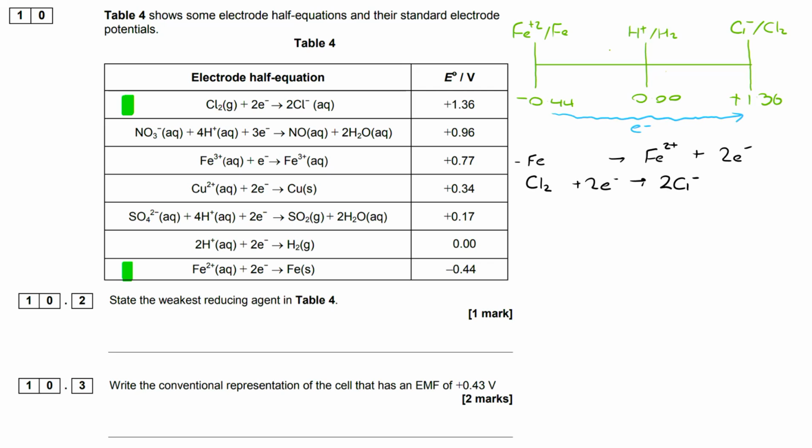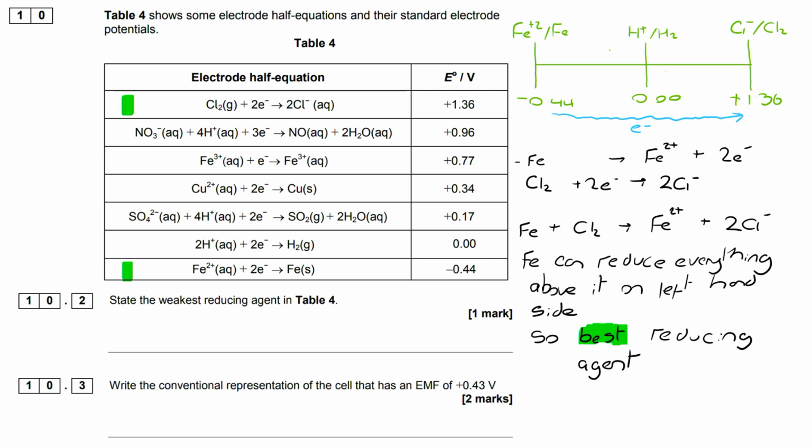Now we've got the Fe2+ going to Fe half equation. And we can see that that's reduction. And the table will always give you the reduction values. So if it's oxidation, I know I'm going to reverse it. So again, we can simplify this. You will always reverse the half equation on the left-hand side of the number line.